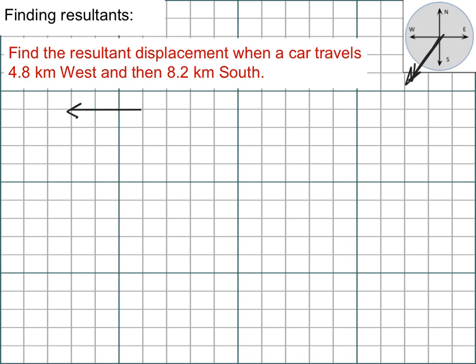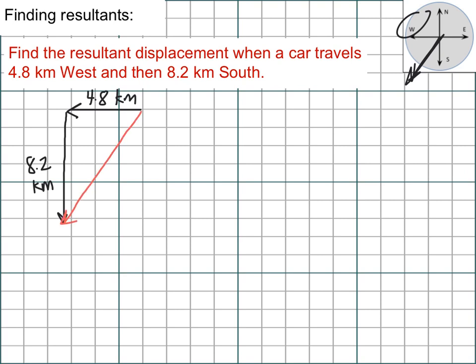So this is my 4.8 kilometers to the west. And then from the end of that arrow, I'm going to head south. So I'm going to make my vector a little bit longer because it should be representing 8.2 kilometers instead of 4.8, so it should be longer. And then the answer that I'm trying to find is the resultant. And the resultant would be this right here.